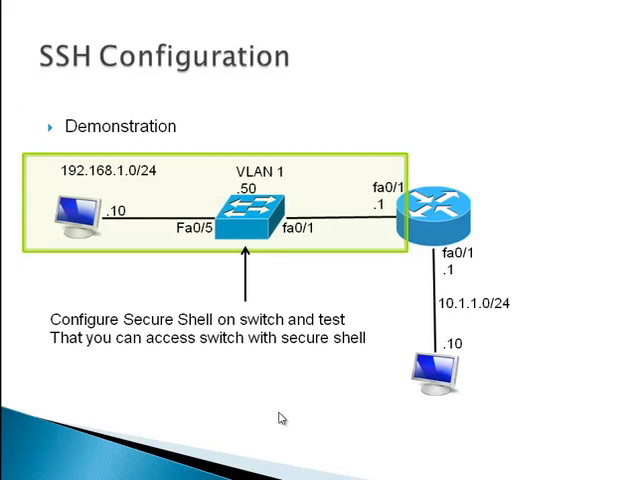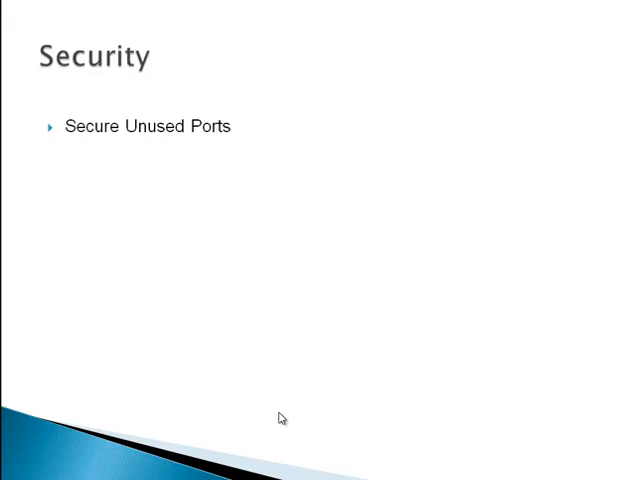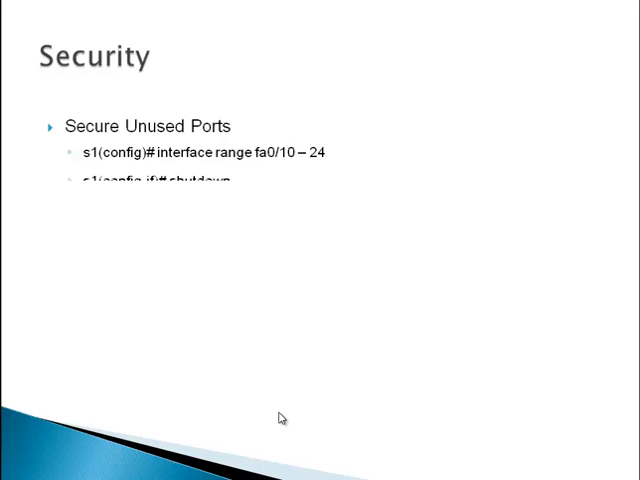Okay, we did the demonstration. We configured Secure Shell on the switch and then tested it, showing that you can access the switch with Secure Shell. Now, with securing unused ports, all the ports that are unused, where the switch hasn't got any end device connected to it, secure them by shutting them down.